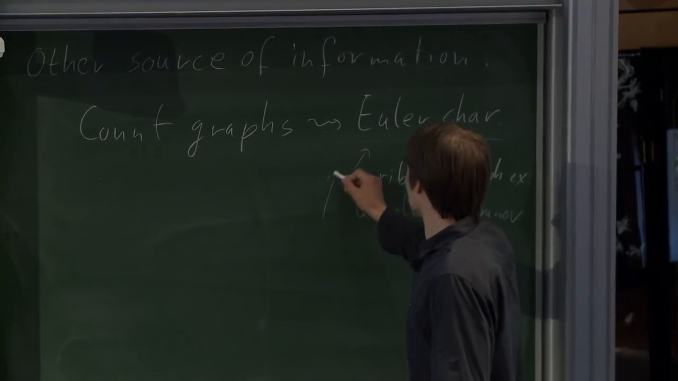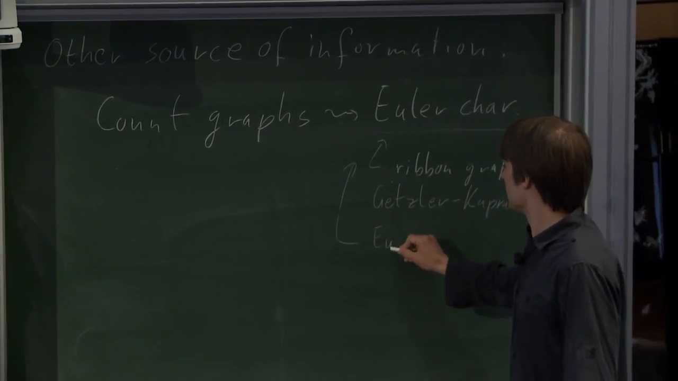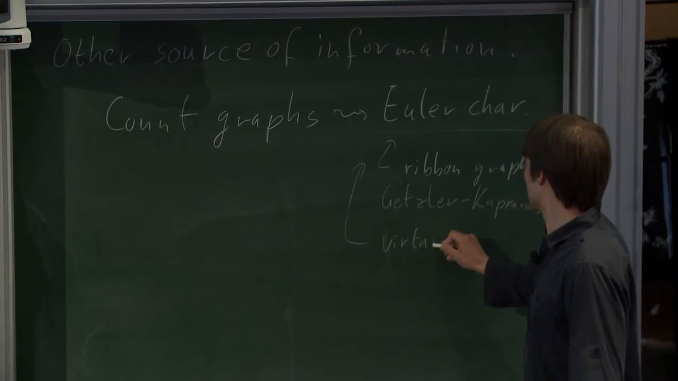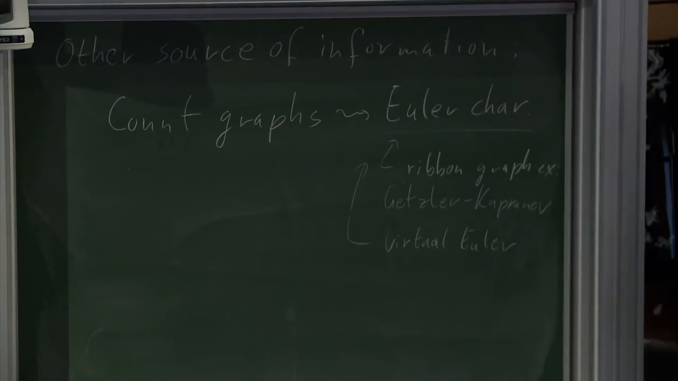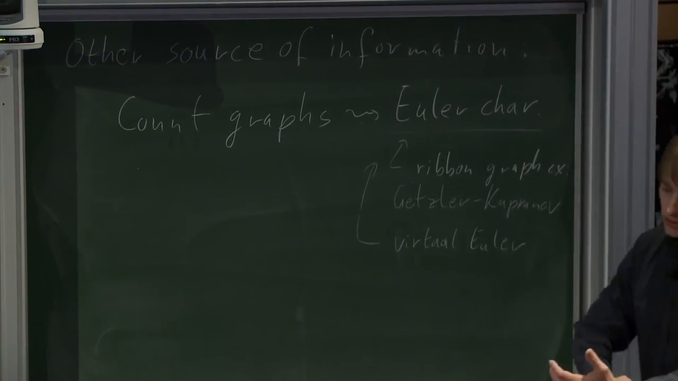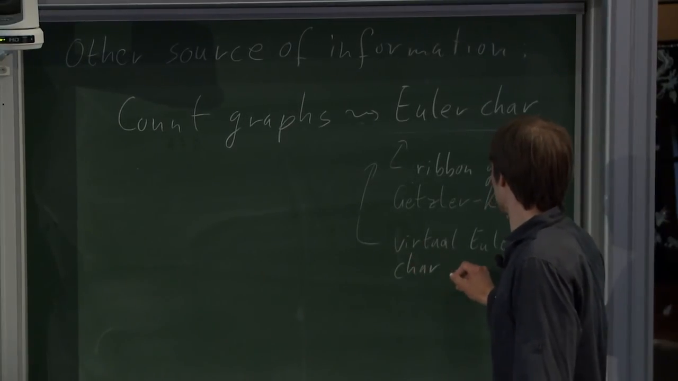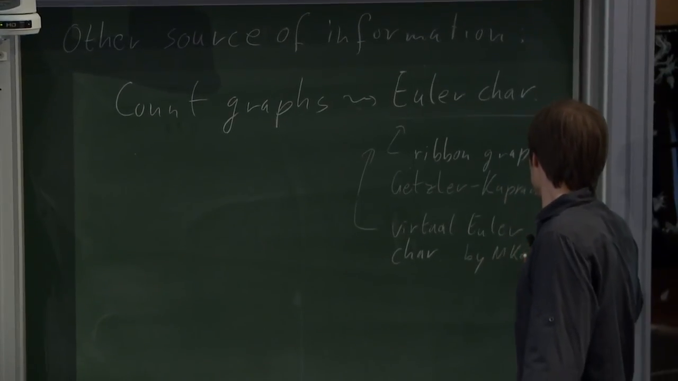And for the graph complex, we care about formulas for the virtual Euler characteristic. Virtual Euler characteristic means that you count a graph with a weight of 1 over the size of the symmetry group of this graph. This has been computed by Maxim Kontsevich also.